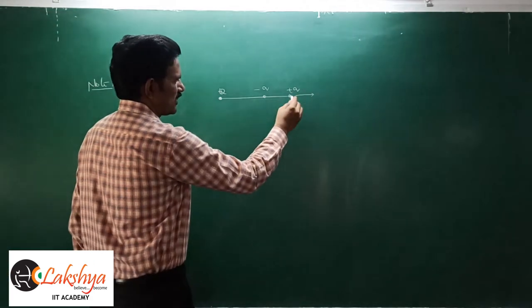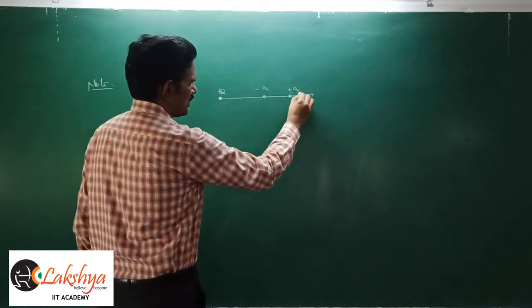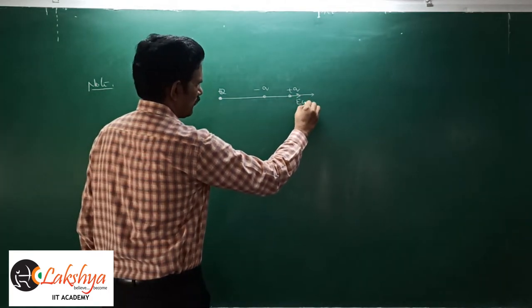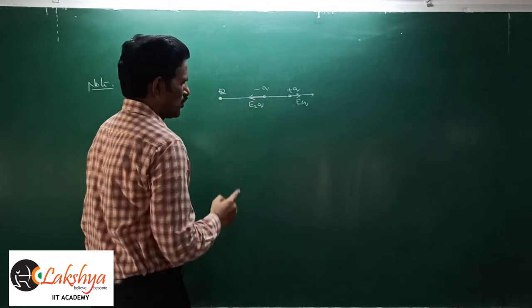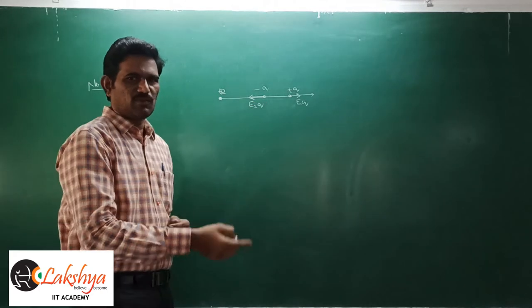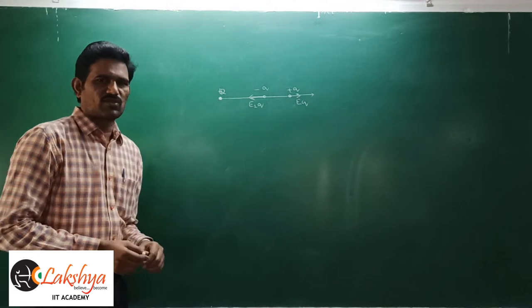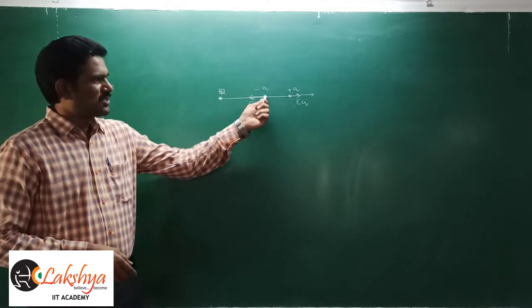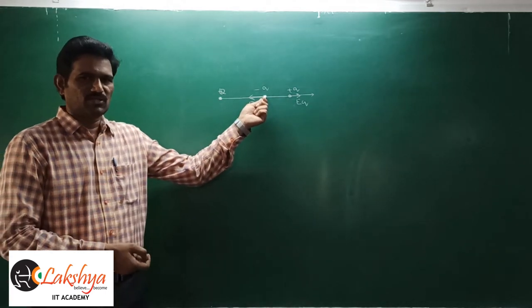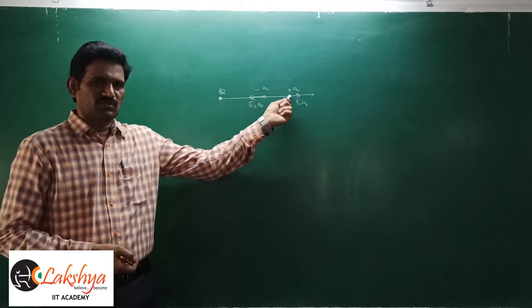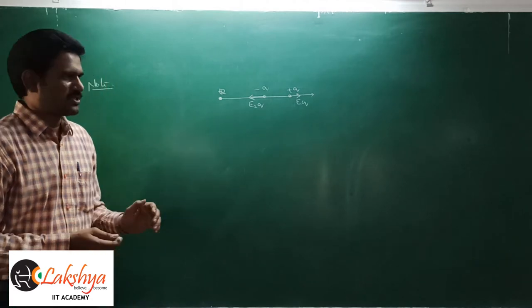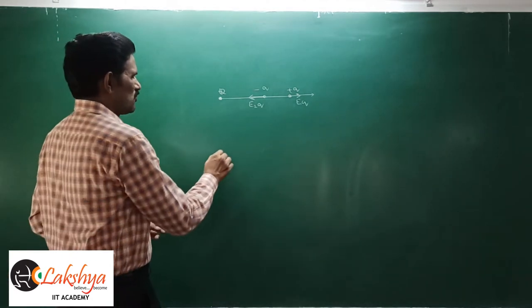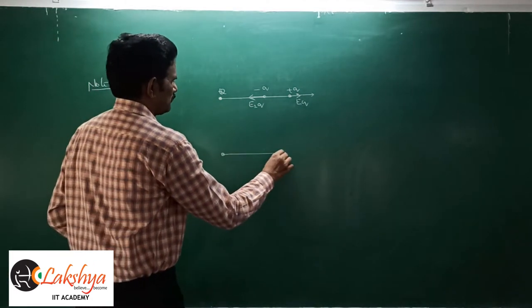Now the force acting on this positive charge we can write as E1 into q, and here the force will be E2 into q. We know the electric field of a point charge depends on the distance, E is inversely proportional to r squared. So at this point the field will be greater in magnitude compared to this, right? So the net force acting on the dipole is not zero in this orientation. Now suppose I am placing it like this.